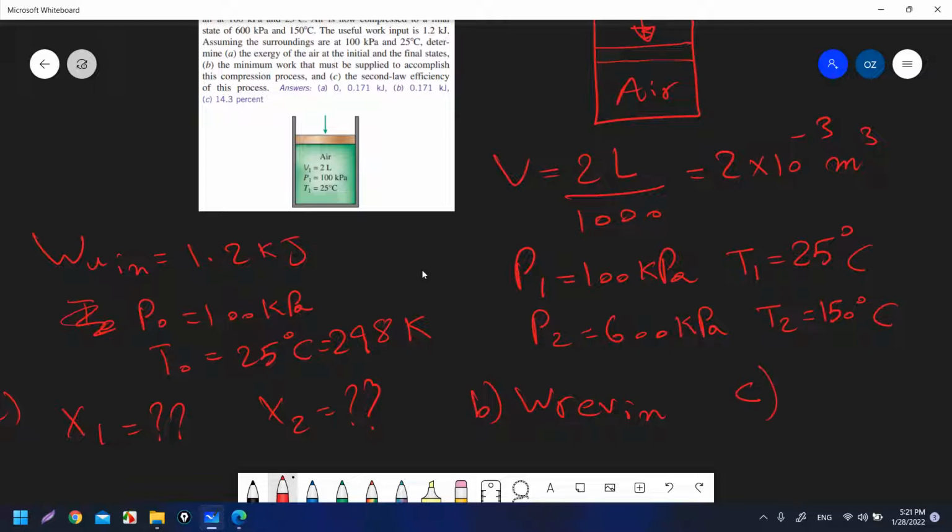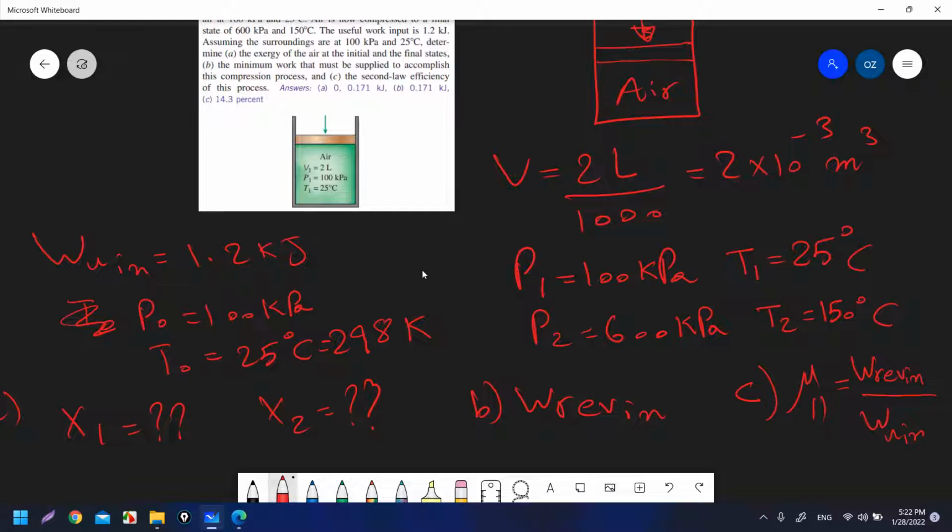The third thing is second law efficiency, eta 2. For the second law efficiency, when it is a consuming process like a compression process, it will be the work reversible in over the work useful in. Work reversible in will be less than the work useful in because it is a consuming process. The work reversible is the minimum work. It is better for you when you are consuming, when you are losing, to have a minimum work, a less work. So the work reversible will be less than.